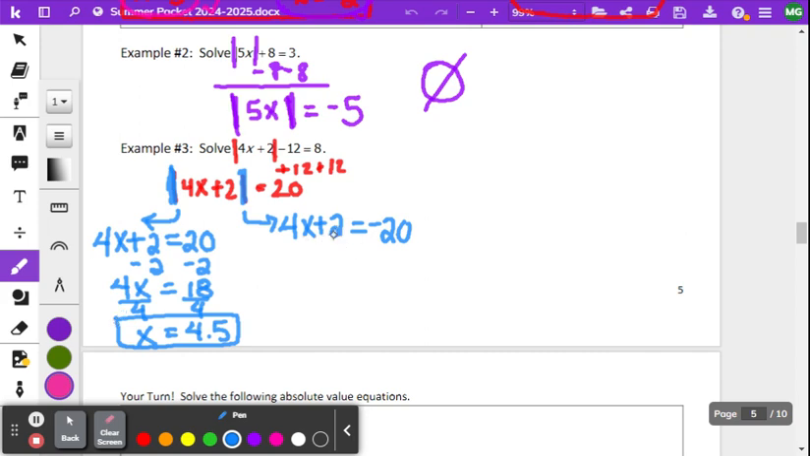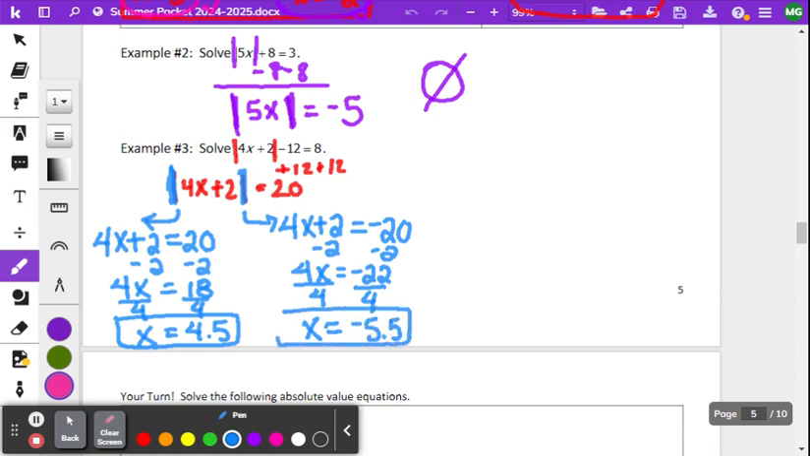We're going to solve this equation in the same manner. We will subtract 2 from each side, giving us 4x equals negative 22. And then again, we will divide by 4 to isolate our x value, and we get negative 5.5. Okay, so two possible solutions, positive 4.5 and negative 5.5.